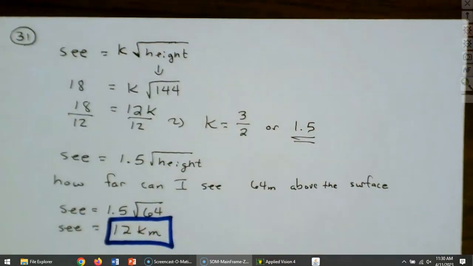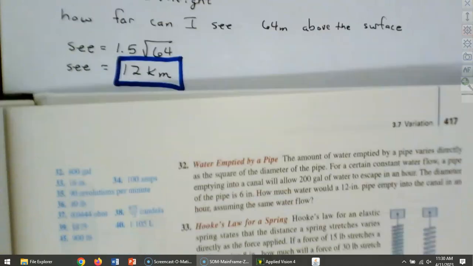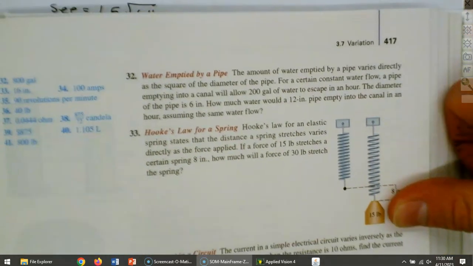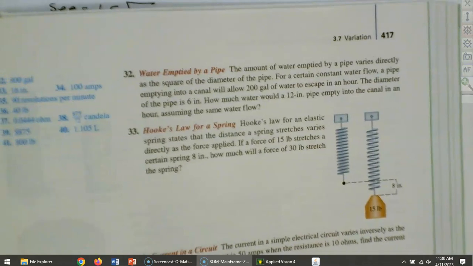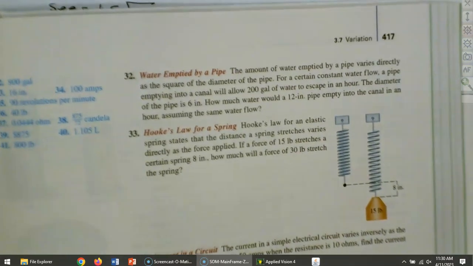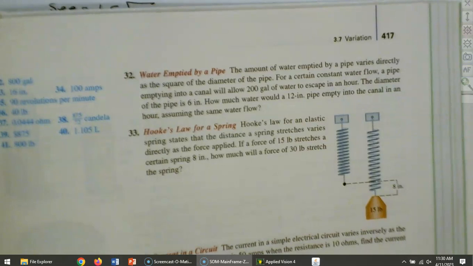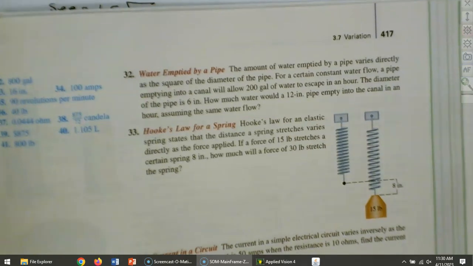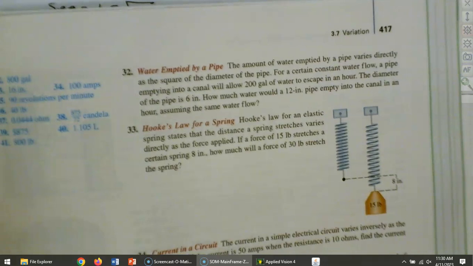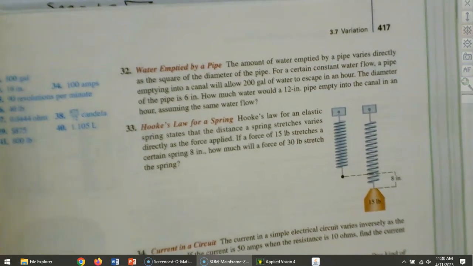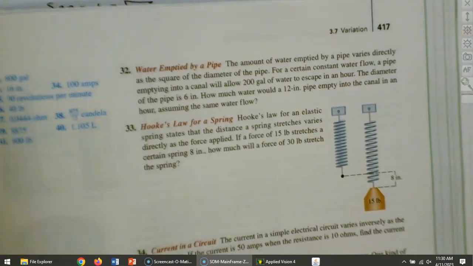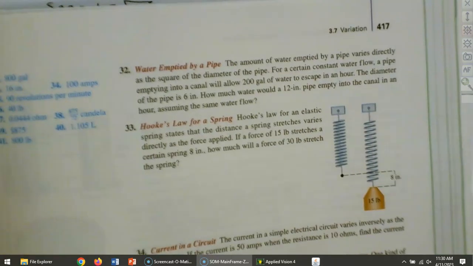Let's look at another one. That was direct variation to a power, because we had a square root there. Let's look at 32. And this one is going to talk about how fast water empties from a pipe. Now, what do we know? We know the larger the pipe, the faster water moves through. Makes sense, right? Bigger pipe, faster it moves through. It actually moves through by the square.